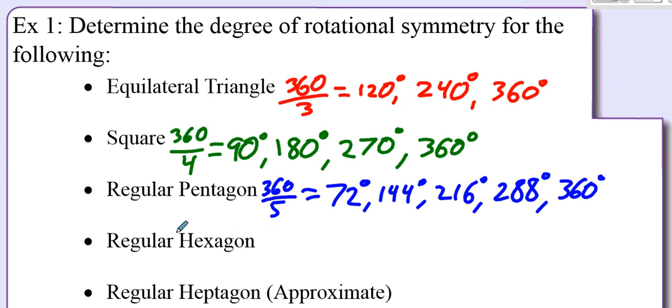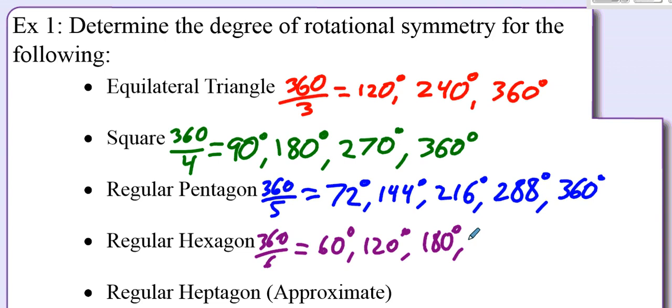A hexagon, that's 6 sides. So do 360 divided by 6. 60. And again, that's another 60, that's 120. Turn it again, another 60 is 180, another 60 is 240, plus 60 more, and plus the last 60 puts you back at 360.